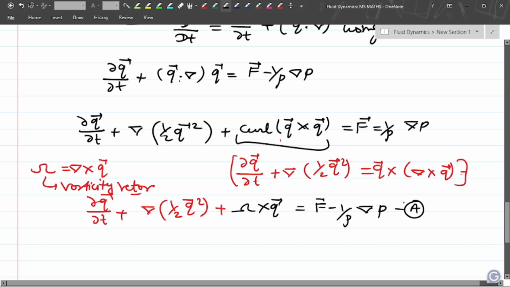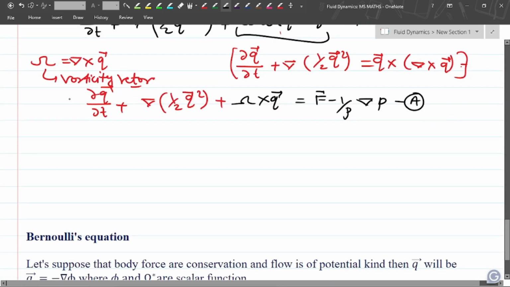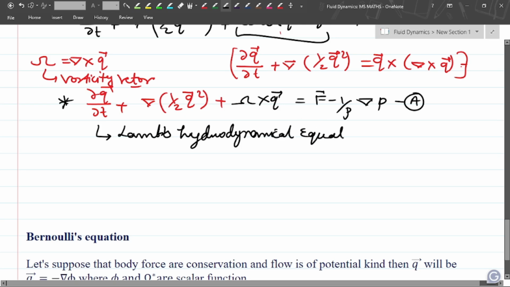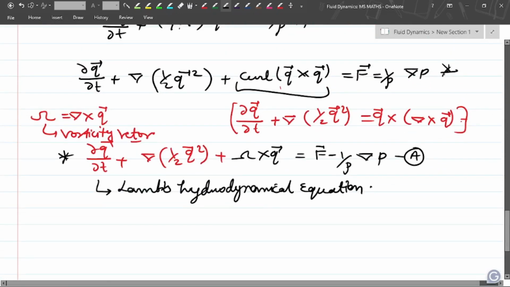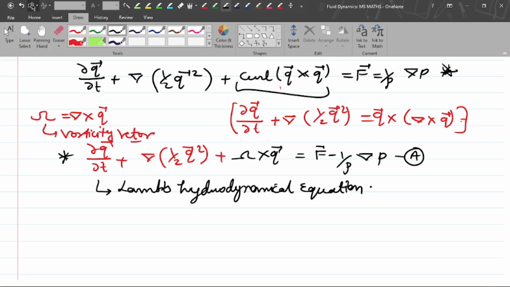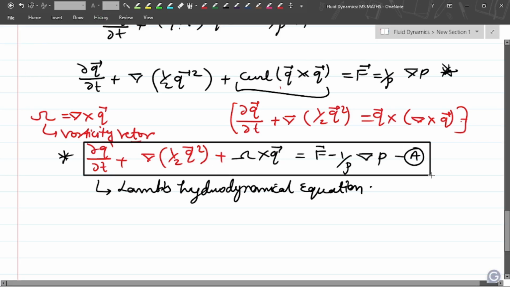Basically we want to generate it, but there is some mistake in this step. Okay, whatever, we will get this equation, and this is basically Lamb's dynamical equation. So we have some contradiction in this step. We don't want to waste time on this. Basically we'll use this as a result later to find Bernoulli's equation.